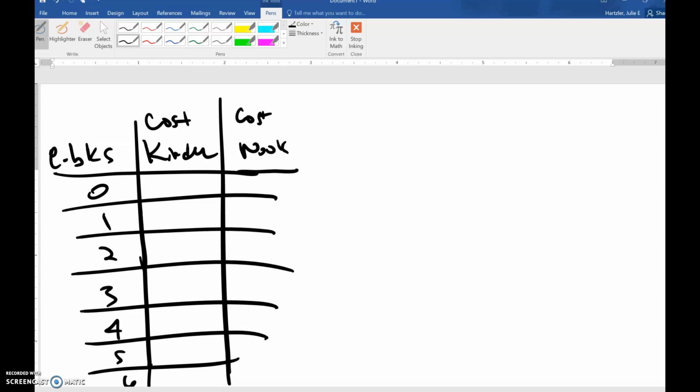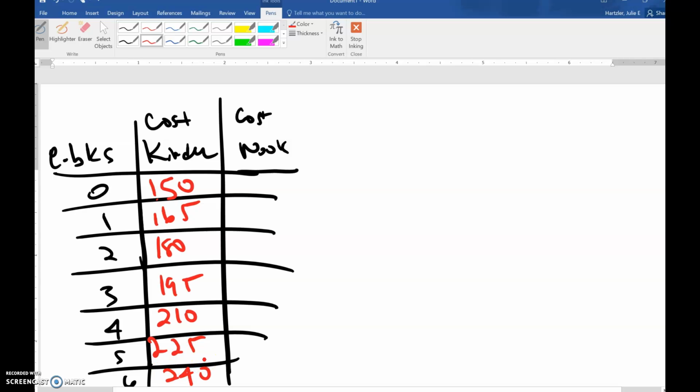Okay, so if you can figure out how to fill in the chart, you can write the equation. So let's look at the Kindle. The Kindle is, what, $150 starting cost, and then it's $15 per ebook. So you keep adding 15 all the time. And again, you can use a calculator if you want. Hopefully I don't mess up. If I do, you can let me know.